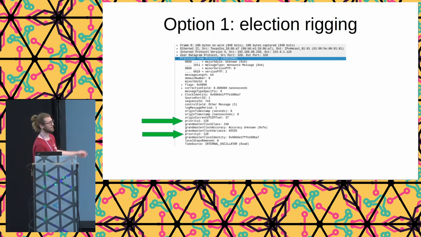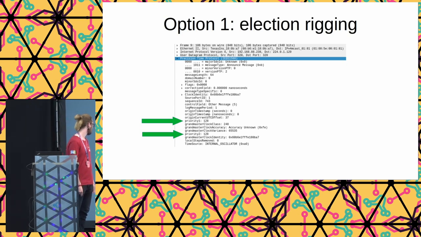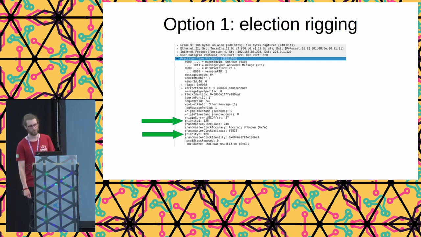But in reality, if you're an attacker, you can change all of these fields. And basically what you want to do is say, I have the lowest priority, because the lowest number of priority gives you the highest score in the election. And you can sort of fake your accuracy, and instead of saying you're an internal oscillator, you can say you're an atomic clock or something, if you really, really want to be the clock. So if you want to be the clock, it's pretty easy to be the clock. So you're the Time Lord now. Great. So if you want to make the clock drift, you can make the clock drift. If you want to make the clock jump, you can make the clock jump. You can do whatever you like. And it's pretty much as simple as running PTP for Linux on your laptop and have fun with that.